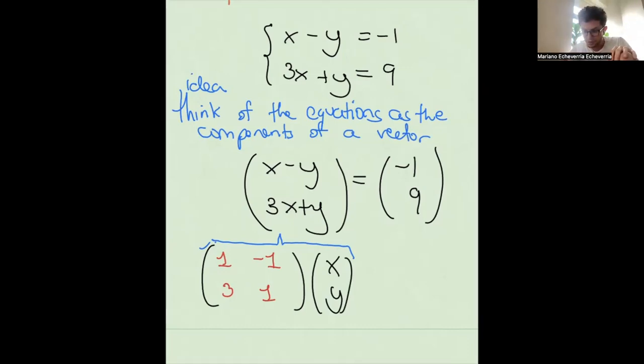But I'm just saying that this particular vector, which looks a little bit more complicated, is really the product of a matrix with this vector, which looks a little bit simpler because this vector is just x and y, the standard vector on the xy plane. So I'm saying that the original system of equations can be thought of as the matrix A times this vector gives you the vector -1, 9. Is that making sense?